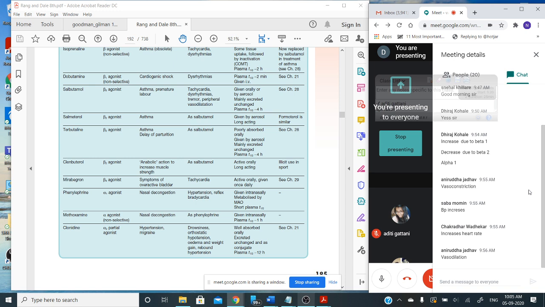We have seen the indirect action agents. Tyramine does not have an action of its own, but tyramine causes the release of the neurotransmitter, and whatever uptake is there will be inhibited, and thus it increases the concentration of neurotransmitter in the synapse. Now, this is also metabolized by the MAO, and therefore, whenever tyramine is there and MAO is inhibited, there is a reversal and the actions will be seen more.